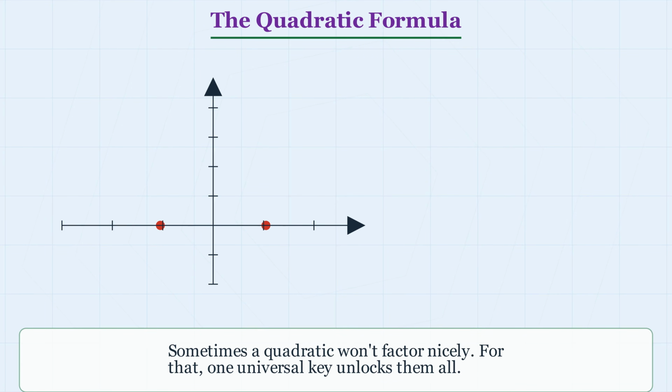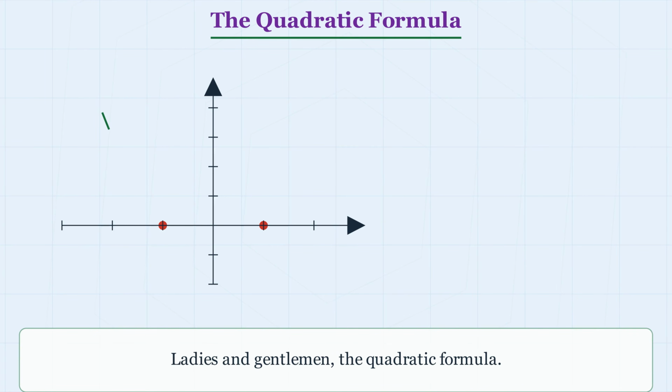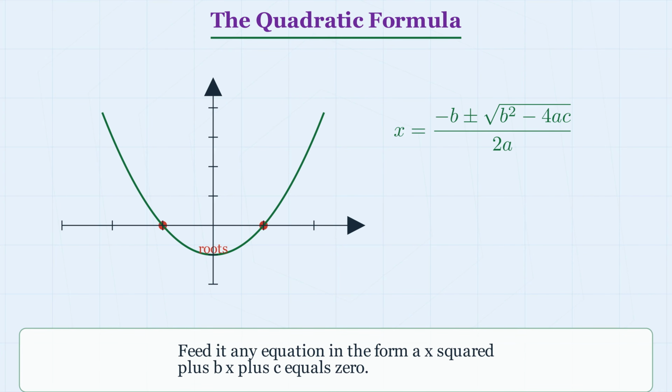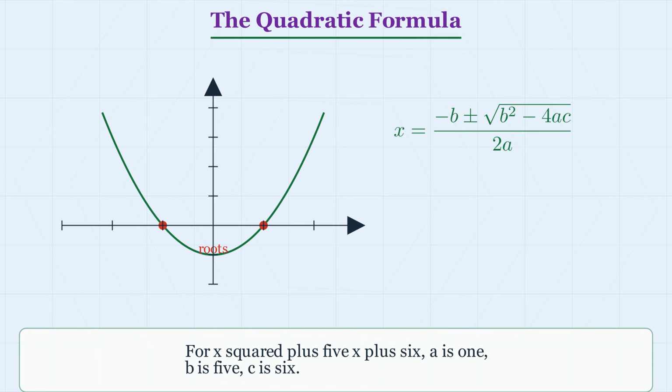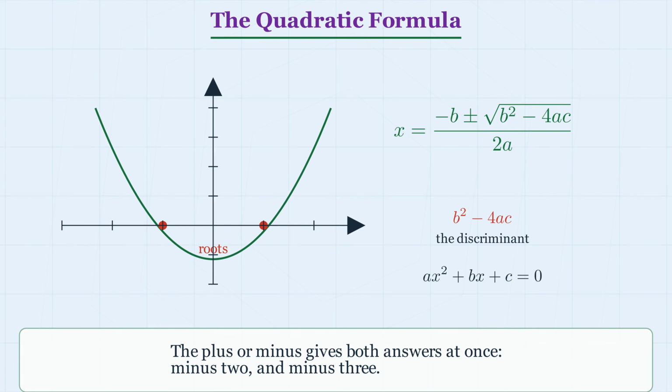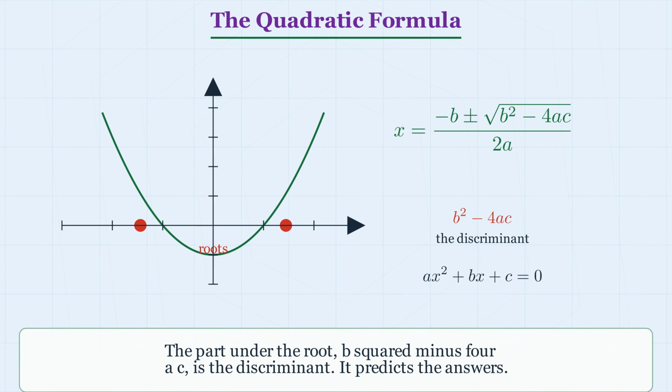Sometimes a quadratic won't factor nicely. For that, one universal key unlocks them all: the quadratic formula. Feed it any equation in the form ax squared plus bx plus c equals 0. For x squared plus 5x plus 6, a is 1, b is 5, c is 6. Plug in and you get minus 5 plus or minus 1, over 2. The plus or minus gives both answers at once, minus 2 and minus 3. The part under the root, b squared minus 4ac, is the discriminant.